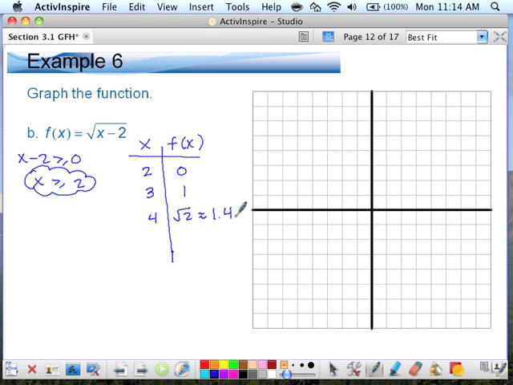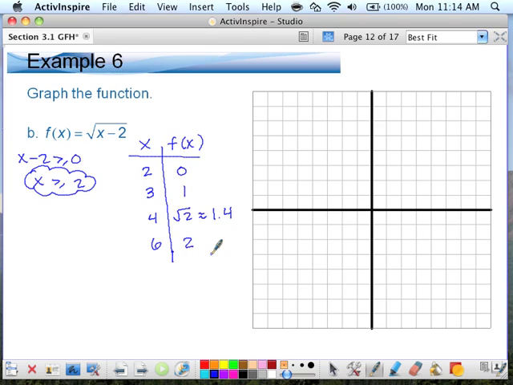Well, if I put 5 in, I get the square root of 3. How about 6? If I put 6 in, what do I get? Square root of 4, which is 2. So those are some good numbers to use for your graph.